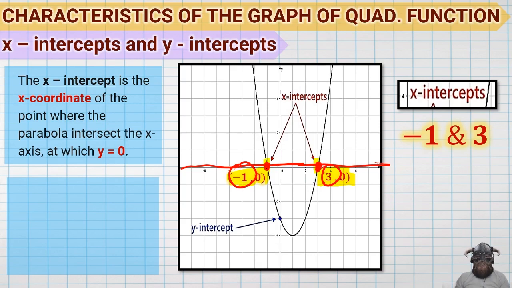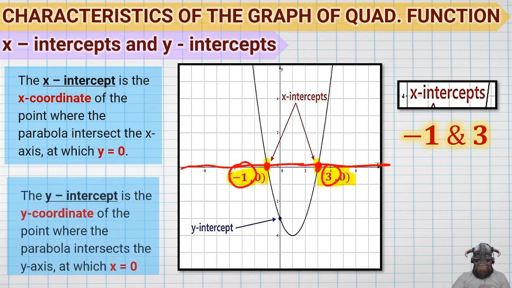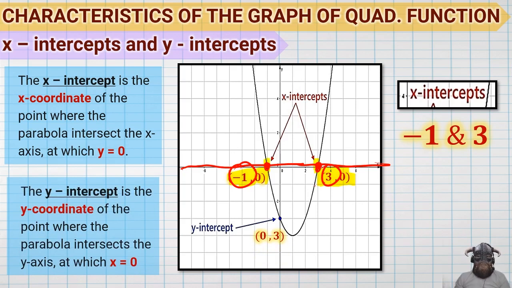On the other hand, meron naman tayong y-intercept. As we may recall, y-intercept is the y-coordinate of the point where the parabola intersects the y-axis naman. Ito naman yung y-axis natin. Saan ba tatama dun yung parabola natin? Ito yung y-axis. In this case, tumama siya dito. And that point is 0, 3. You can also identify that y-intercept. It is the point that passes through the y-axis and the parabola wherein x is equal to 0 naman. So, dito in this case, we have 0, 3.